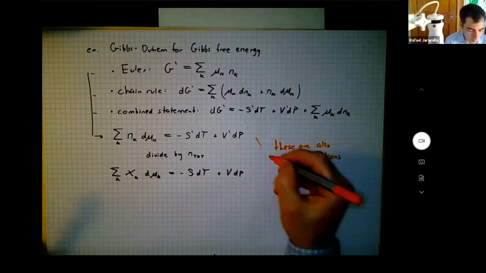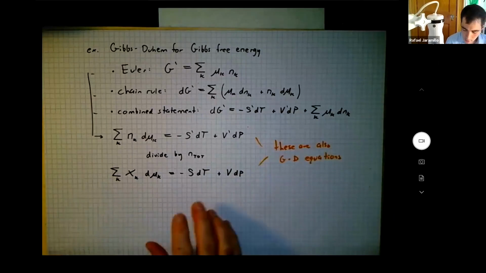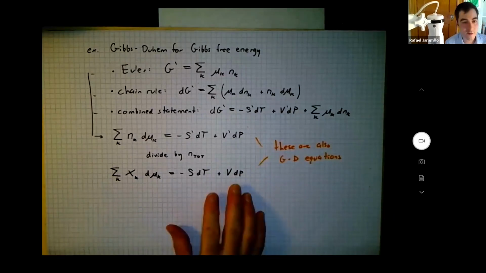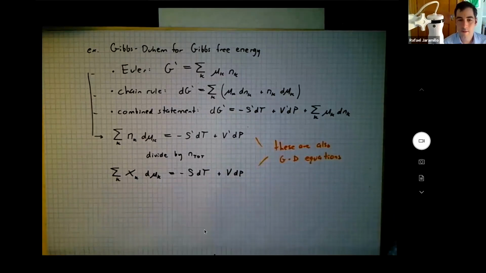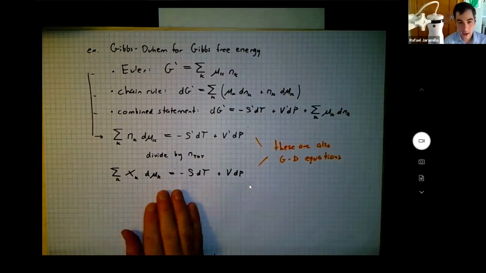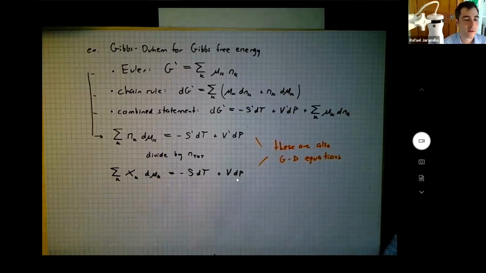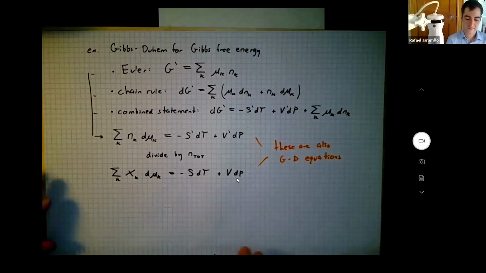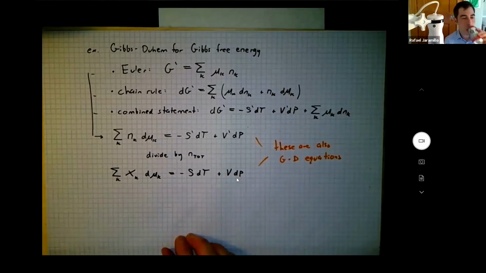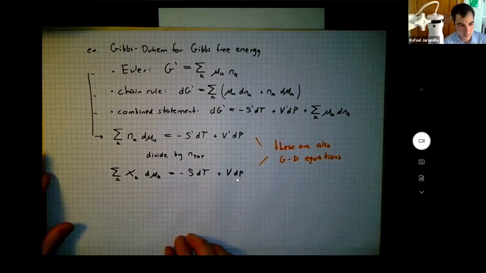So again, what these are is they're constraints on how the intensive properties are varying. As intensive properties now, pressure, temperature, and chemical potential, they can't all vary independently of each other. We have these constraints. Okay. Let's move on.